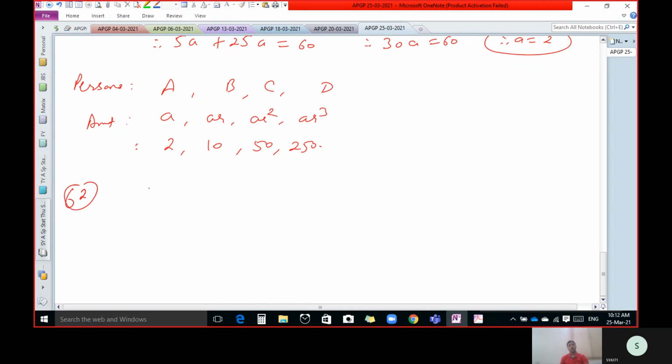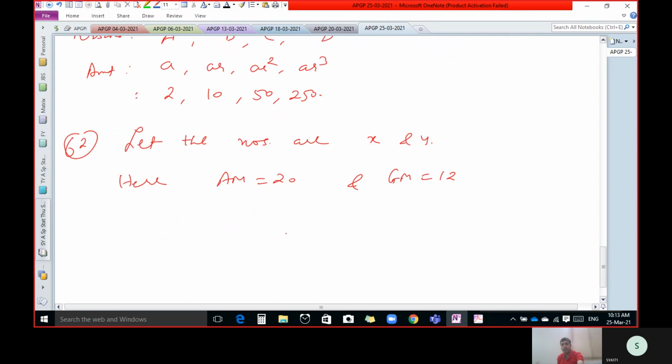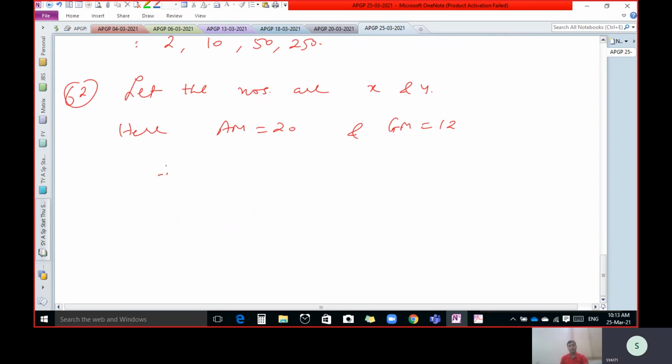So let the numbers be x and y. Here arithmetic mean is 20 and geometric mean is 12. Tell me the arithmetic mean of x and y. x plus y divided by 2 is the arithmetic mean. Simply add two numbers and divide it by 2. And what is geometric mean? Multiply these two numbers and take its square root. That is the formula of geometric mean.